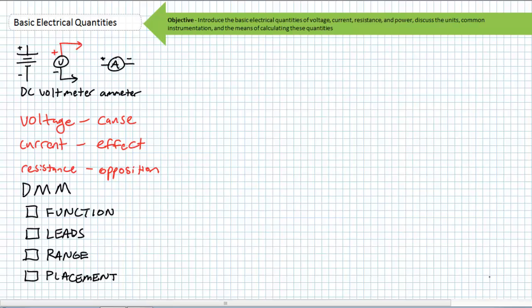The meter could be auto-ranging, meaning it picks the appropriate range for you, or manually ranged, meaning you must pick the appropriate range prior to measurement. Finally, and most importantly, you must know where the DMM goes, depending on the function, to make the measurement you're looking for. Voltmeters go across, ammeters go through.